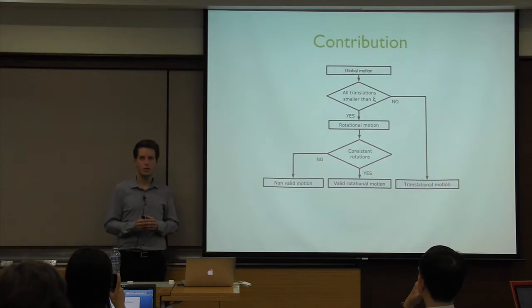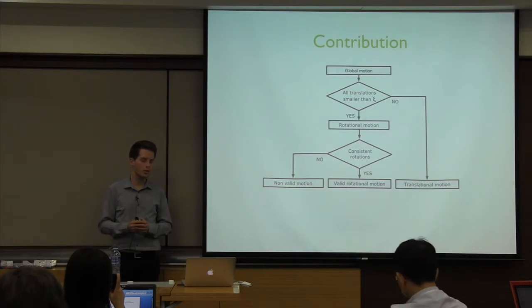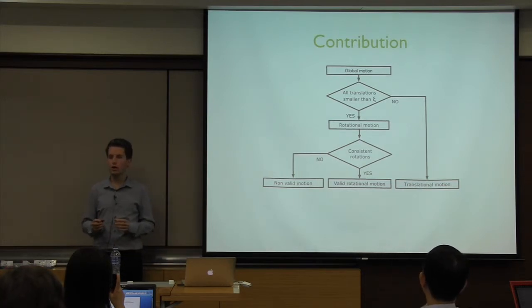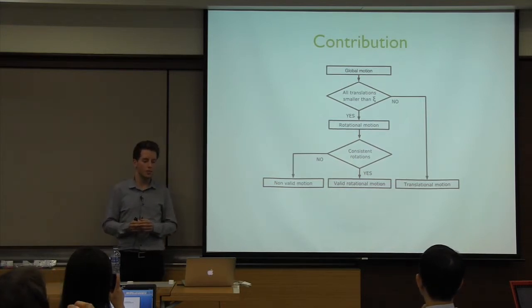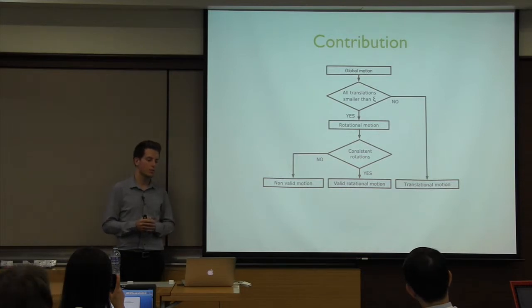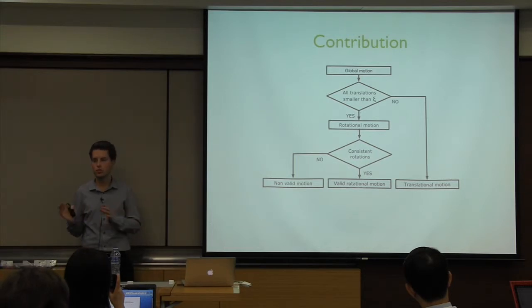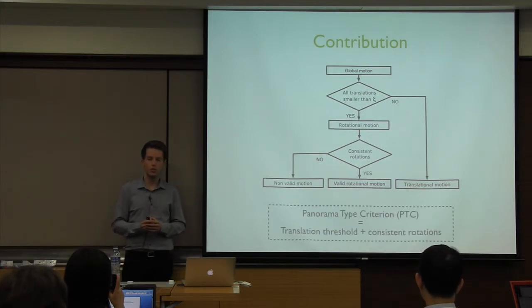Now we have the global motion, and our algorithm looks at: are all translations smaller than the threshold? If this is not the case, then we know we have a strong translational motion which corresponds to a planar panorama. If all translations are smaller than the threshold, we need to check if the rotational motion is consistent. If it's consistent, we know we have a valid rotational motion and a valid rotational panorama. If this is not the case, we can abort the calculation and say this is not how we assume a rotational panorama to be taken. So our contribution is the panorama type criterion, which we define as the translational threshold plus consistent rotation.